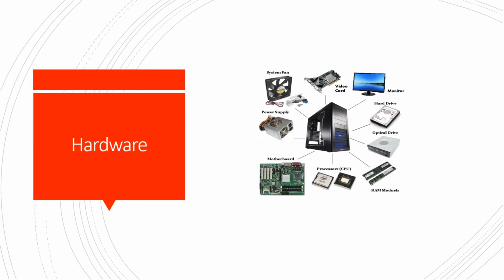RAM. RAM is a random access memory. It is a temporary storage and the data is lost when the computer is switched off. RAM stores the code and the data that are being actively used by the CPU.